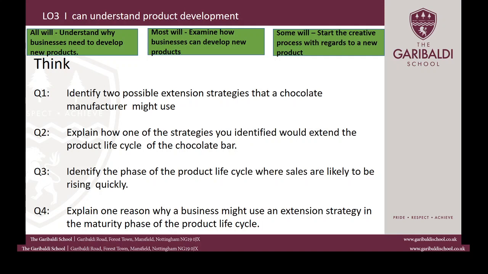And then the toughest question: explain one reason why a business might use an extension strategy when it reaches the maturity phase of the product life cycle. Try and think about why they might want to extend the life of a product rather than considering some of the other options, for example, launching a new product. Again, you can pause this PowerPoint to give you time to think about these questions.